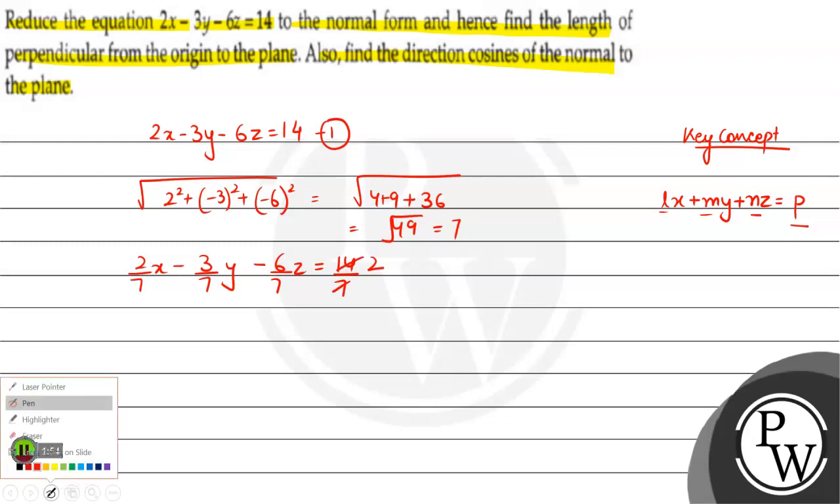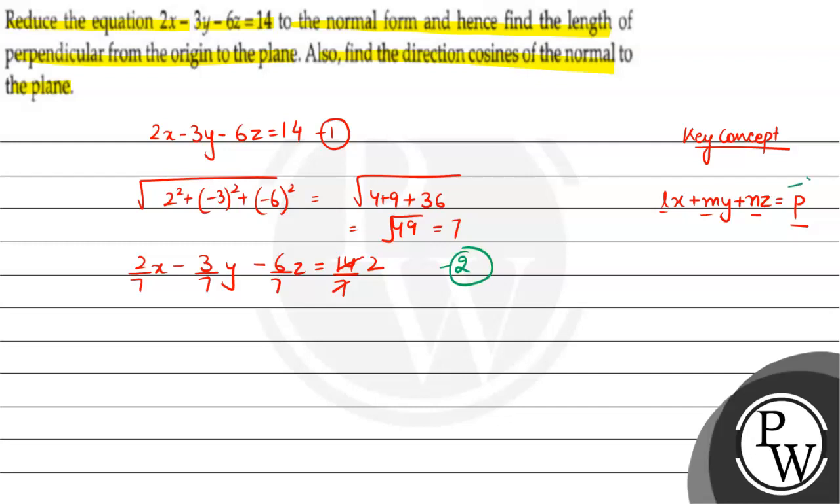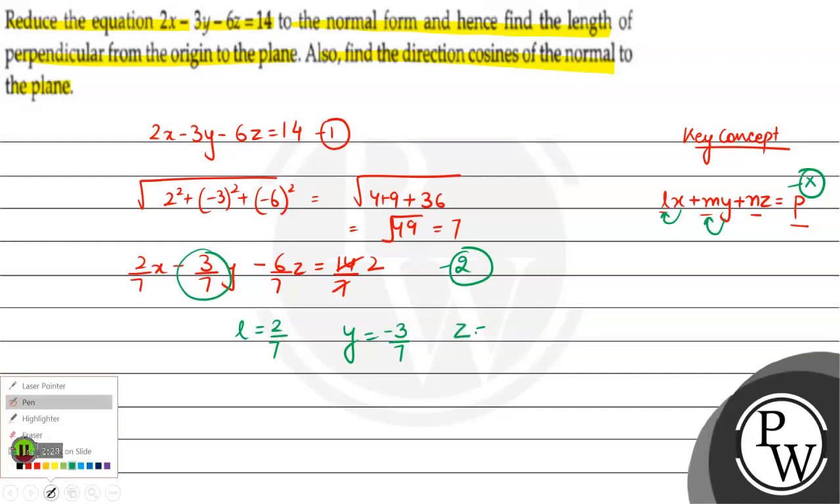Okay, now if I compare my second equation with this basic equation, the Cartesian equation of normal form of a plane. ठीक है, अगर हम इसके साथ कंपेयर करें, so the value of l will be equal to the coefficient of x, this will be 2 by 7. The value of m will be the coefficient of y, so this is minus 3 by 7. तो हमारे पास ये वैल्यू y की नहीं m की आई है.